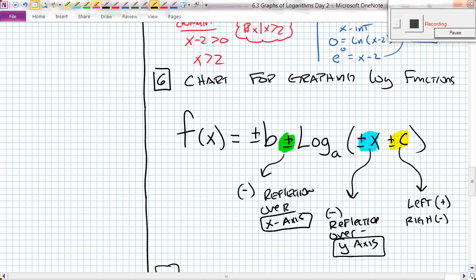And then lastly, this pink stuff. Wait, is the C vertical or horizontal? Left and right is horizontal. Up and down is vertical, right? Yeah, I get confused on that too. So this B part out in the front is going to go up if it's positive, and it's going to go down if it's negative.